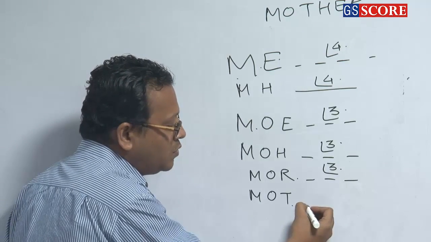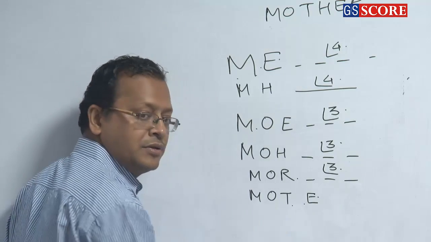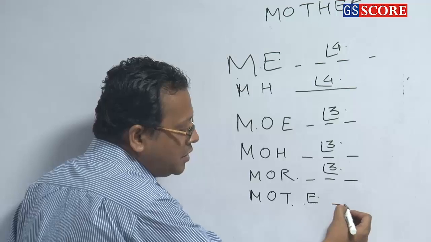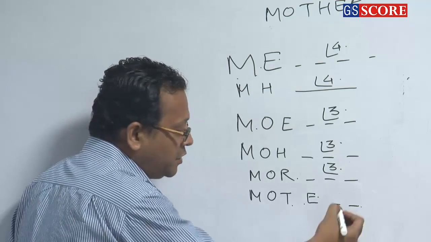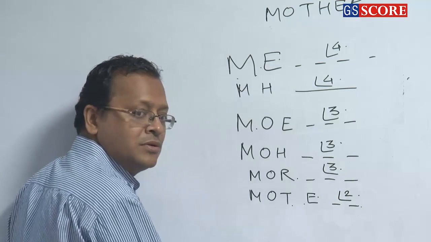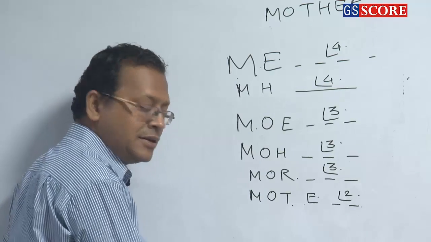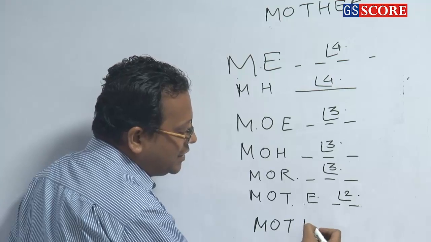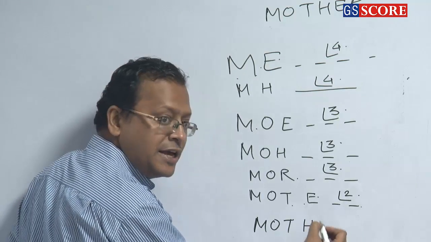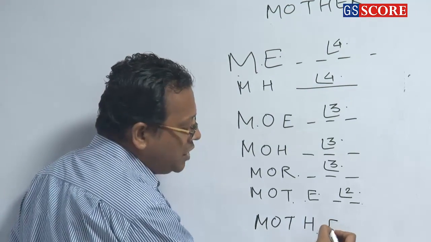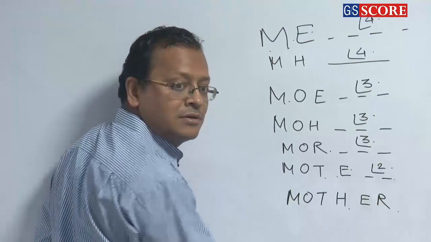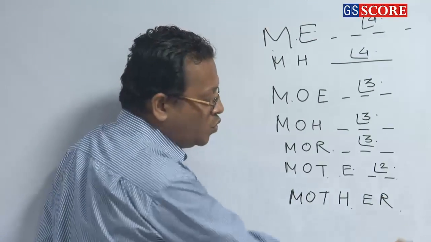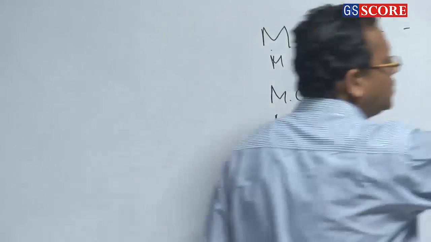Now what is the next word? E. Then how many words? How many letters? Factorial 2. Clear or not? Now is the turn of MOT. Then H. Then ER and RE. So what will you do now? ER will come first. So 1.